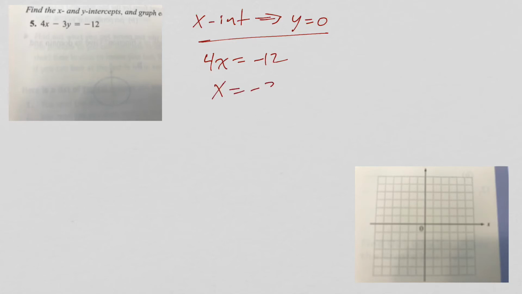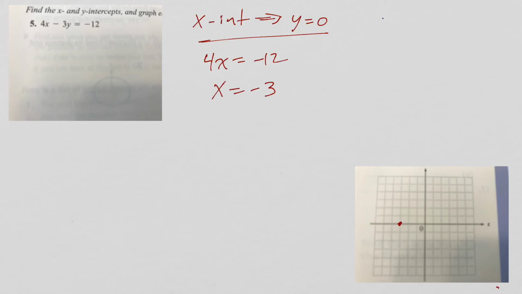Okay, to find the x-intercept, we're going to set the y value equal to 0. And so we're going to say that 4x is equal to negative 12, so x is equal to negative 3. And we go to negative 3, 1, 2, 3, and we graph a point.